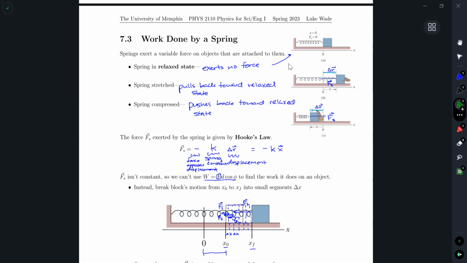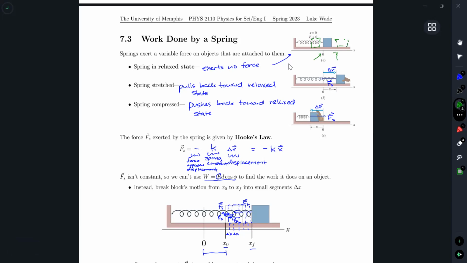As the block compresses, that compressed spring is going to slow the block down. So the spring's doing negative work once the block has overshot that equilibrium position. So once it's like over here compressing the spring. But then when it comes to a stop and goes back the other way, that compressed spring is now speeding it up. And so doing positive work. And then once it overshoots again, the stretched spring is slowing it down and doing negative.